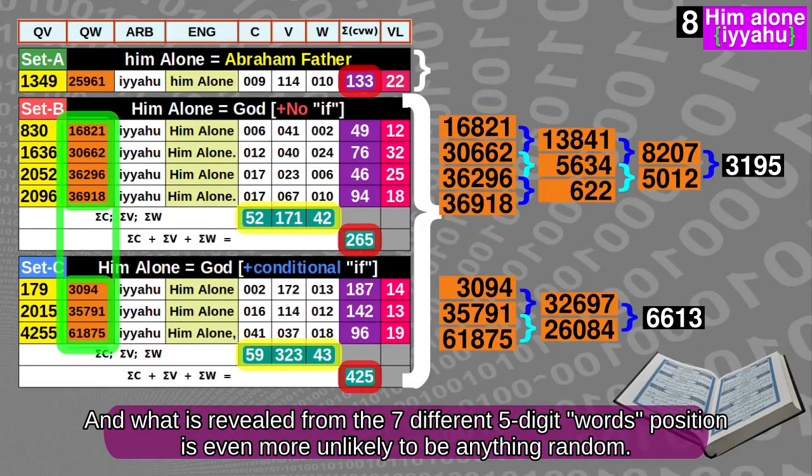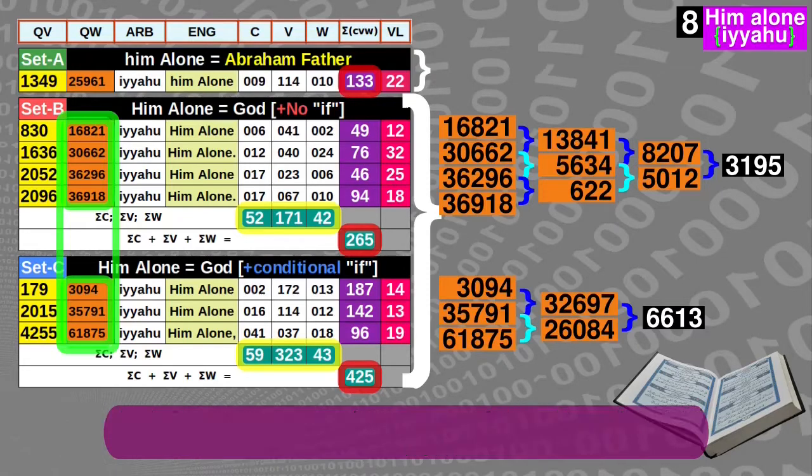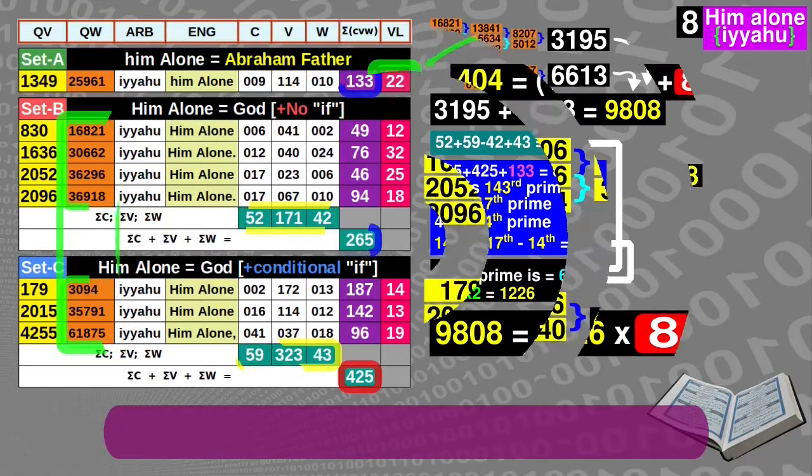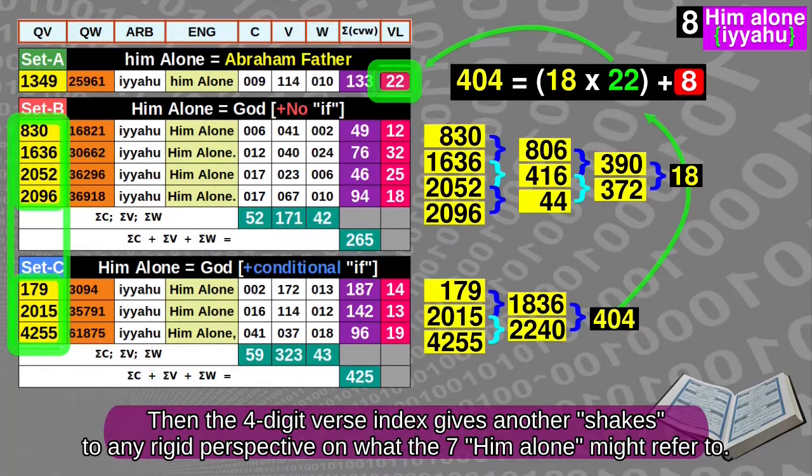And what is revealed from the 7 different 5-digit words position is even more unlikely to be anything random, as our discovery seems to contradict an initial assumption on the substantial relevancy when we separate this 7 from its 8. Then the 4-digit verse index gives another shake to any rigid perspective on what the 7 "him alone" might refer to.